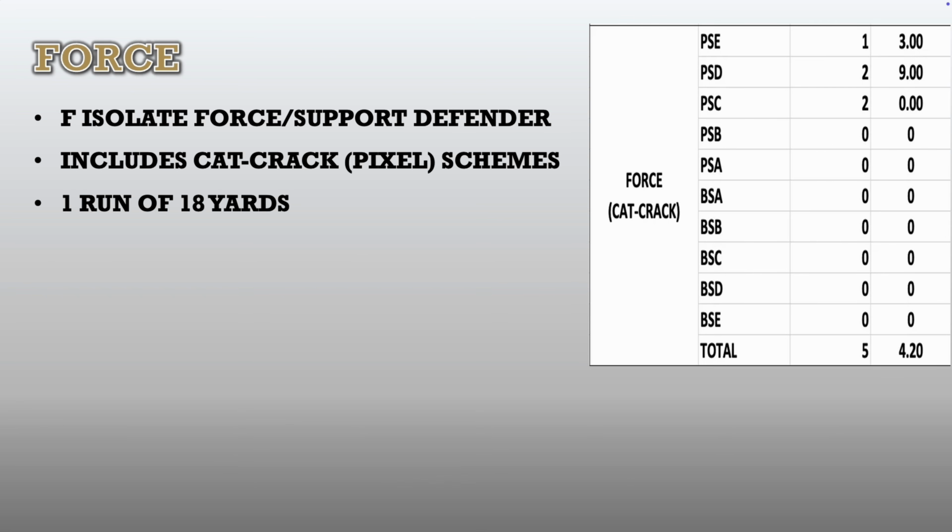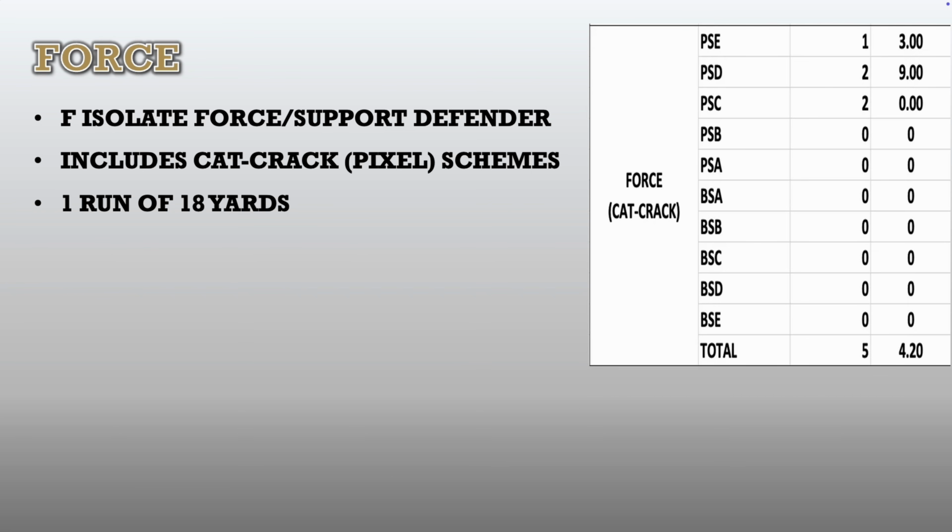The problem here is that 1 of these runs accounted for 18 of the yards. So 5 runs at a 4.2 average comes out to 21 total yards, and 18 of those 21 yards, all but 3 yards for this scheme, came off of a single run play, a single rep. So it is important to note, sometimes numbers do lie. This is one of those times.